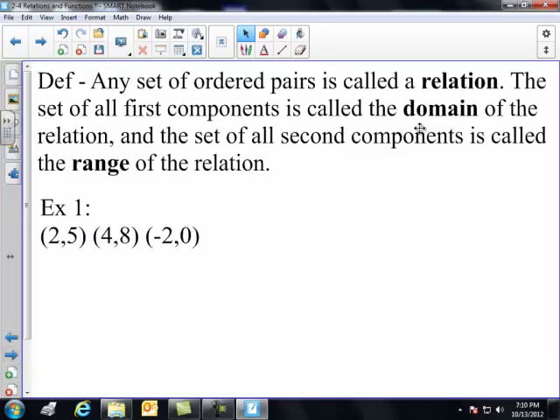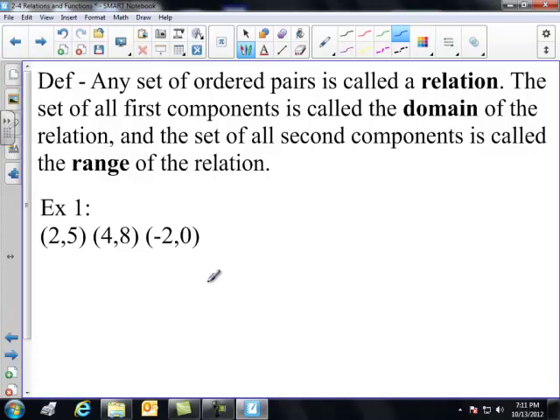If we're going to talk about relations, what we're talking about is any set of ordered pairs. So, just to give you an example, right here is a list of ordered pairs: (2, 5), (4, 8), (-2, 0). That's a bunch of ordered pairs. The whole thing right there is called a relation.